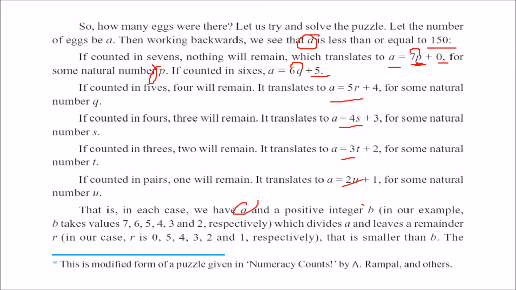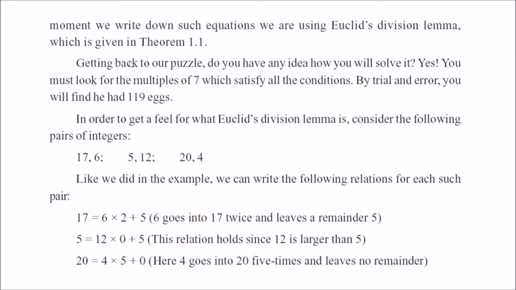if we have a and b as some positive integers, b is taking the values 7, 6, 5, 4, 3, 2, and the remainder is 0, 1, 2, 3, 4, 5. You see, always the remainder r is less than this b. This r is always less than this. So this is actually the Euclid division lemma.